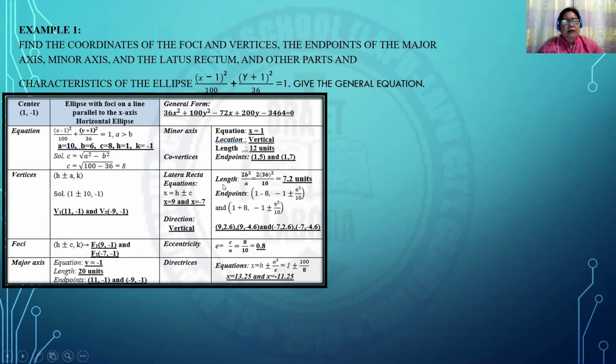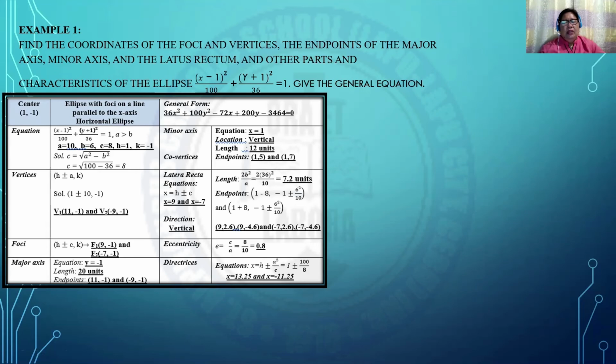The length of the latus rectum is 7.2 units. To find the endpoints of the latera recta, all you have to do is to substitute the values to the formula. And the result now, we have 9 and 2.6, with 9, negative 4.6, and negative 7 with 2.6, negative 7 with negative 4.6. Eccentricity is 0.8.